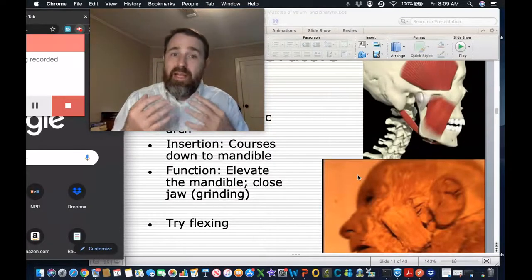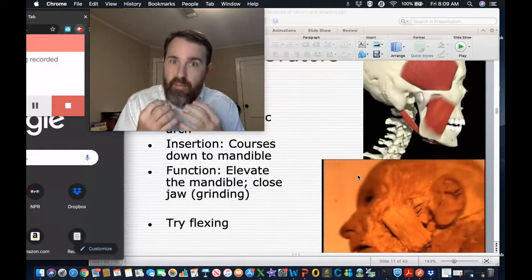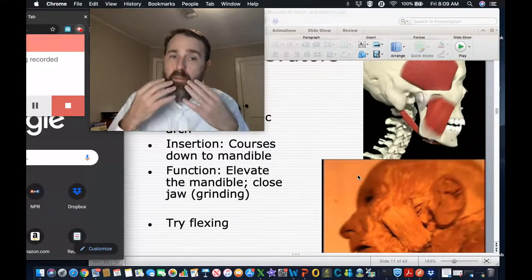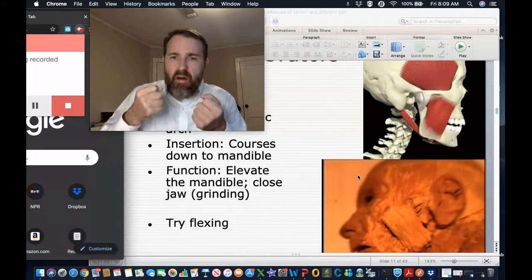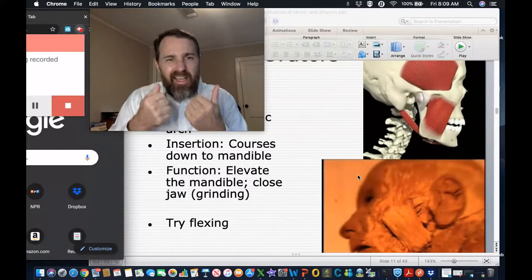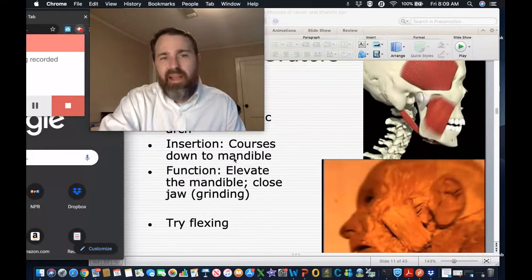So the masseter doesn't depress the mandible, but once the mandible is depressed, the masseter elevates and it holds the bottom teeth tightly against your top teeth as you grind up food.